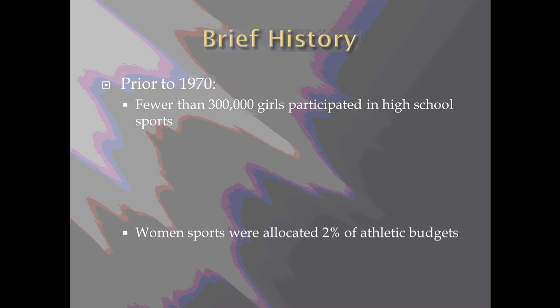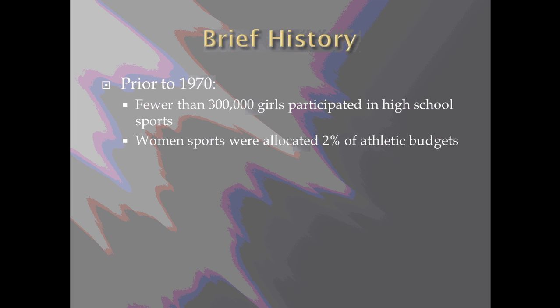And just to illustrate the need, prior to 1970, there were fewer than 300,000 girls participating in high school sports. That was a ratio of 1 to 27. At the time, women's sports were allocated 2% of athletic budgets nationwide, and there were virtually no scholarships awarded to female athletes at the collegiate level.